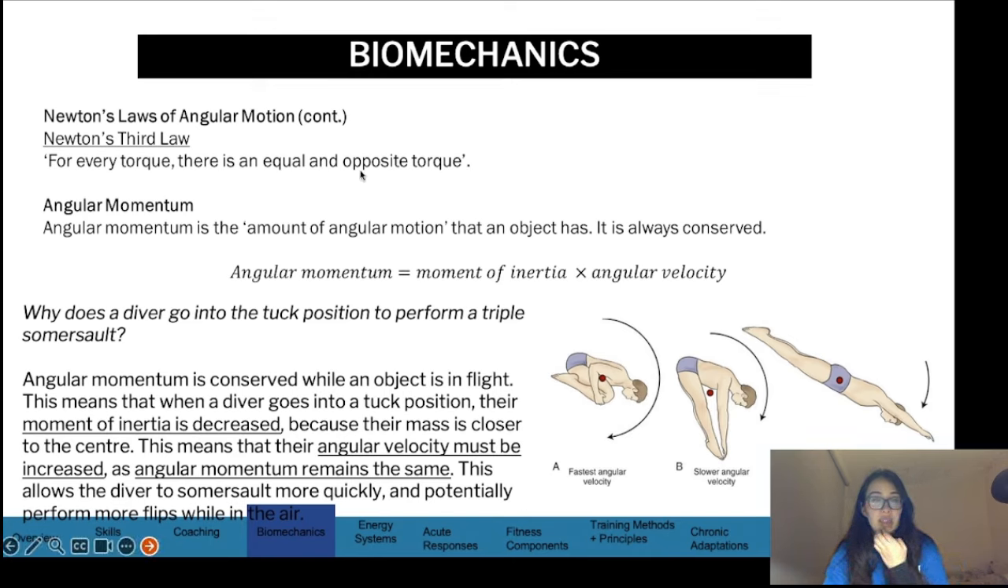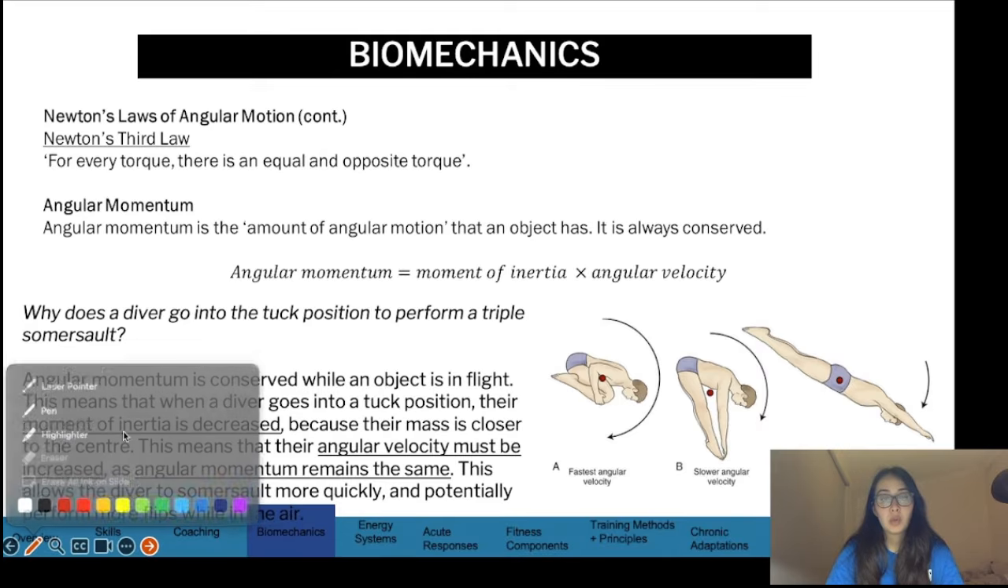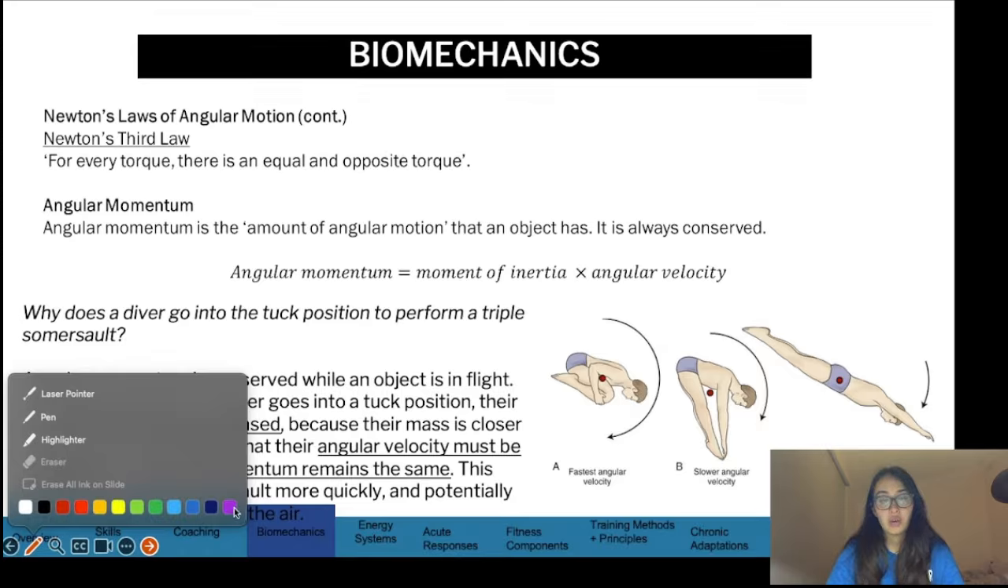Angular momentum. So recall that momentum is the amount of motion an object has. Angular momentum is the amount of angular motion that an object has, and it's always conserved. And so angular momentum is equal to moment of inertia times angular velocity. But we already know, we just discussed moment of inertia, and moment of inertia has its own formula.